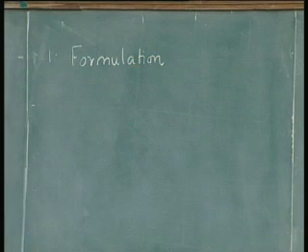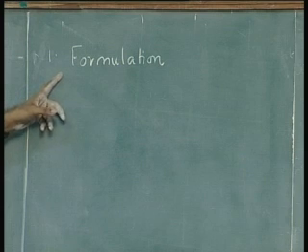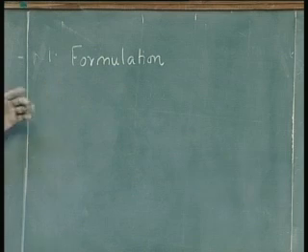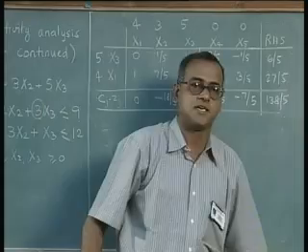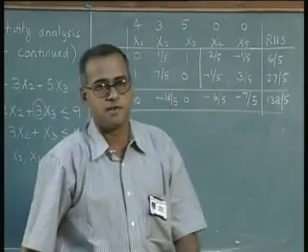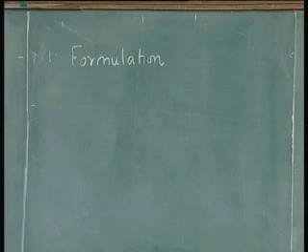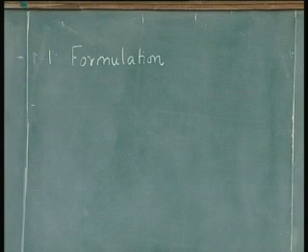In the formulation part of the course, we learnt how to convert a real life situation into a mathematical model, and then we defined the linear programming problem. We defined the basic terminology such as decision variables, objective functions, constraints and non-negativity. And then we said a problem is called a linear programming problem if it has a linear objective function subject to linear constraints and non-negativity restriction.